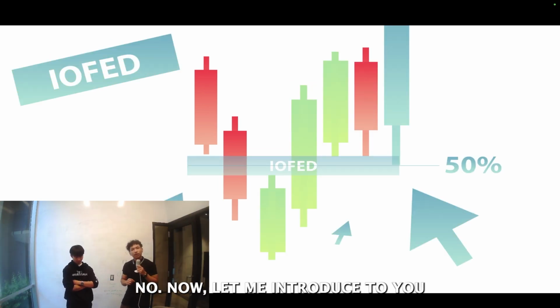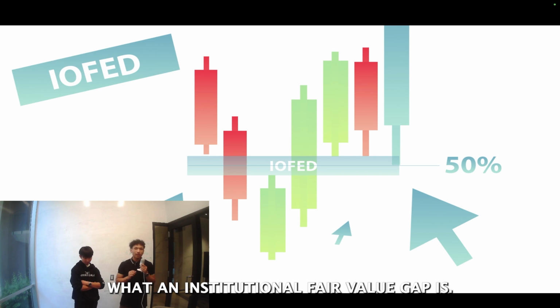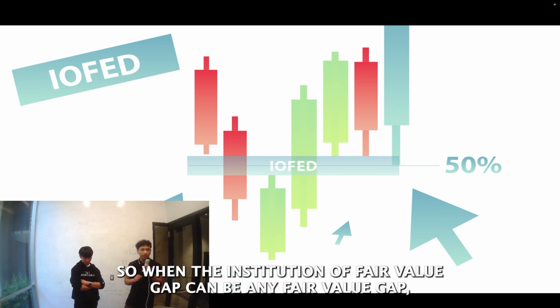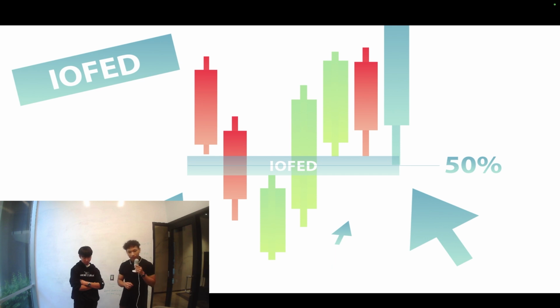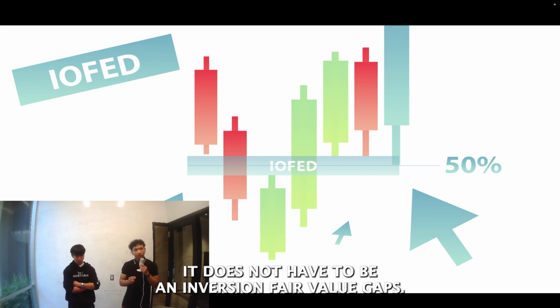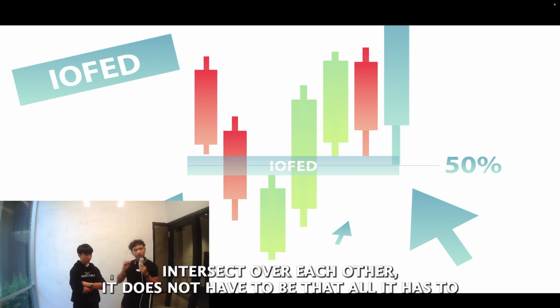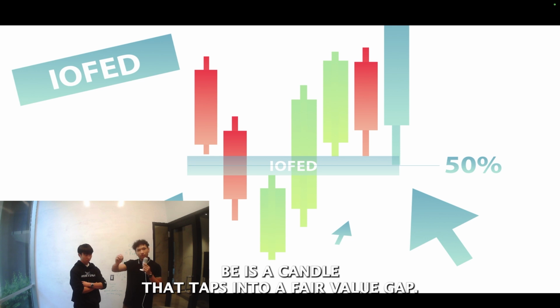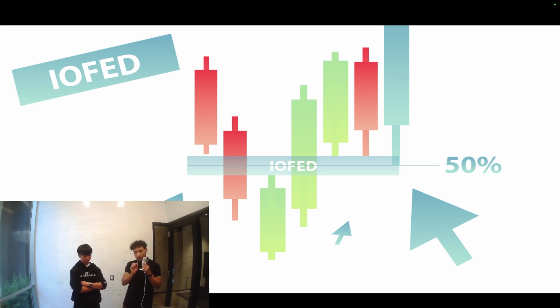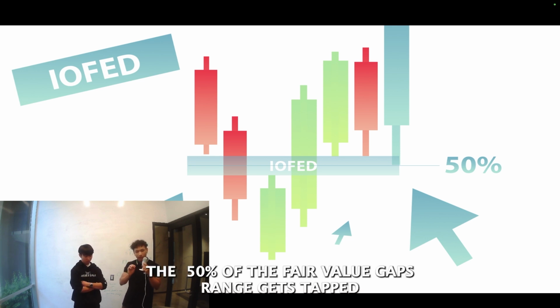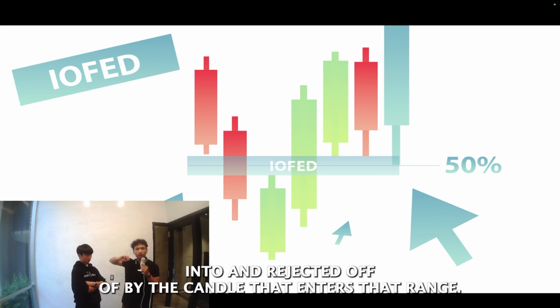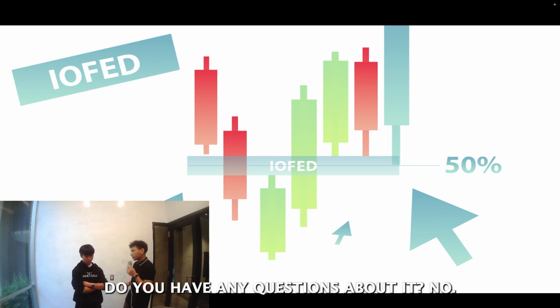No. Now let me introduce to you what an institutional fair value gap is. An institutional fair value gap can be any fair value gap. It does not have to be an inversion fair value gap, like I referred to earlier, when two fair value gaps intersect over each other. All it has to be is a candle that taps into a fair value gap. The 50% of the fair value gap's range gets tapped into and rejected off of by the candle that enters that range. Do you have any questions about it?